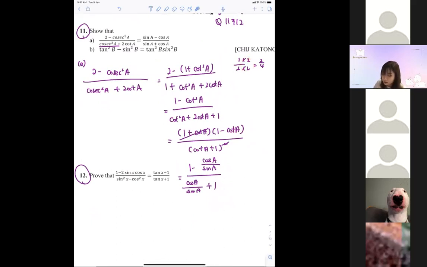So I can do the same thing here. I want sine. So on top, I times sine A. At the bottom, I times sine A also. 1 times sine is just sine A. Cosine over sine times sine is cosine A plus sine A.